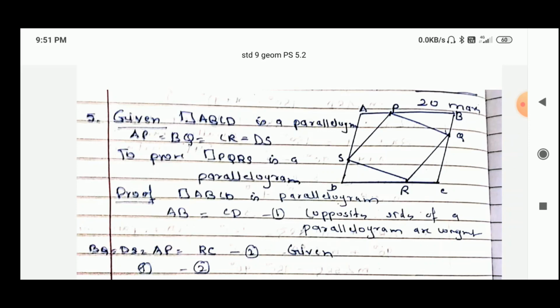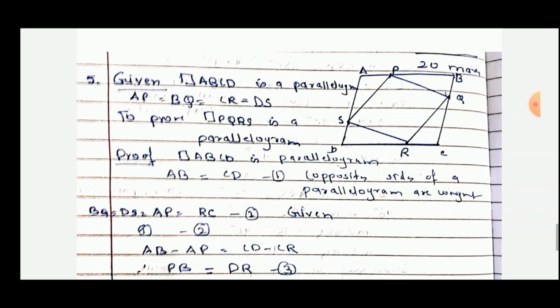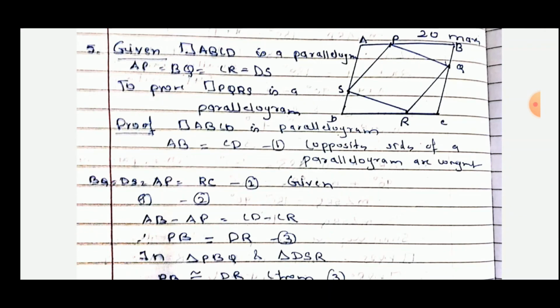Quadrilateral ABCD is a parallelogram. AP equals BQ equals CR equals DS is given. You have to prove that PQRS is a parallelogram. Now quadrilateral ABCD is a parallelogram. So AB equals CD, as opposite sides of the parallelogram are congruent. Now BQ equals DS equals AP equals CR. This is given. So from 1 and 2 we get AB minus AP equals CD minus CR. So PB equals DR.